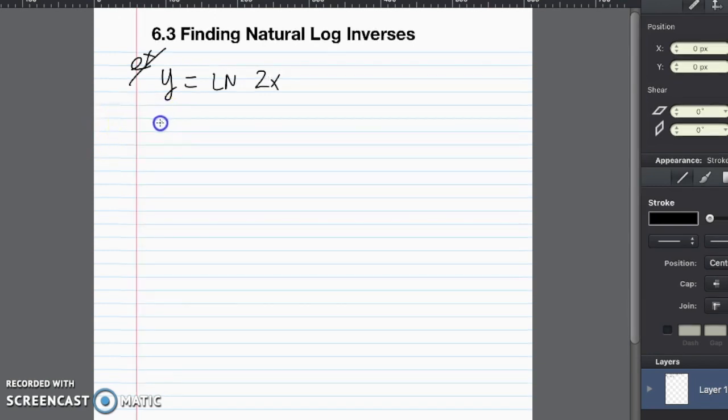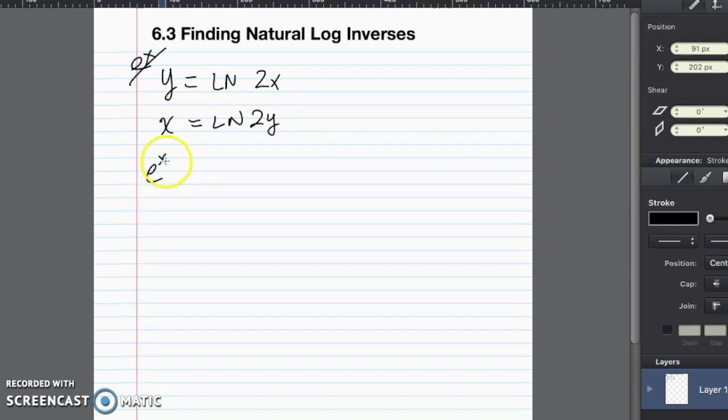So I'm going to replace this y with an x, and then x with the y. So I switch the places, both of them. I'm going to solve for y, so I'm going to try to get y by itself. Well, I can actually get rid of this natural log by putting everything to the e power, or to the base of e. Let's put it that way.